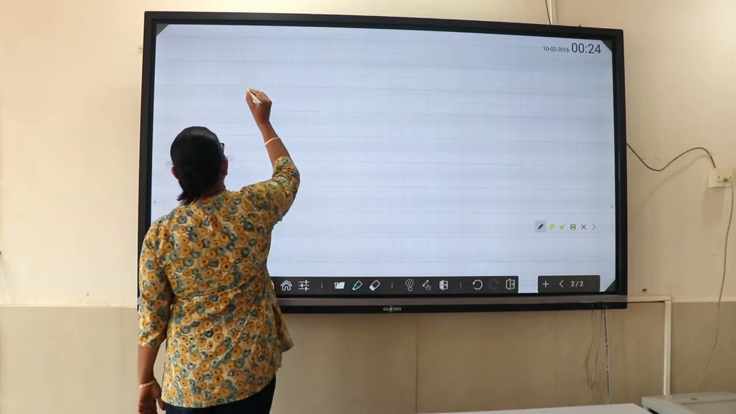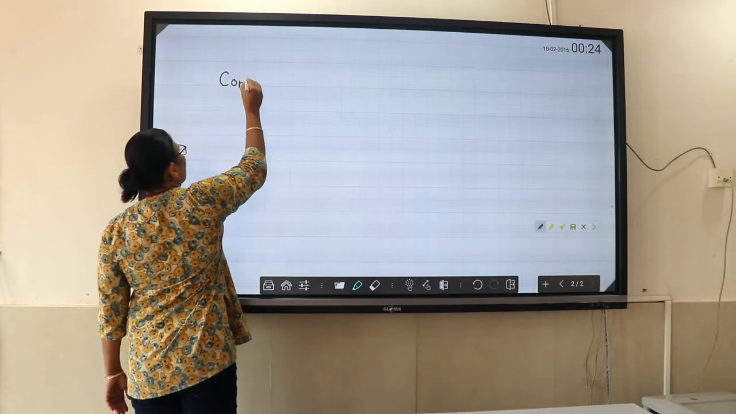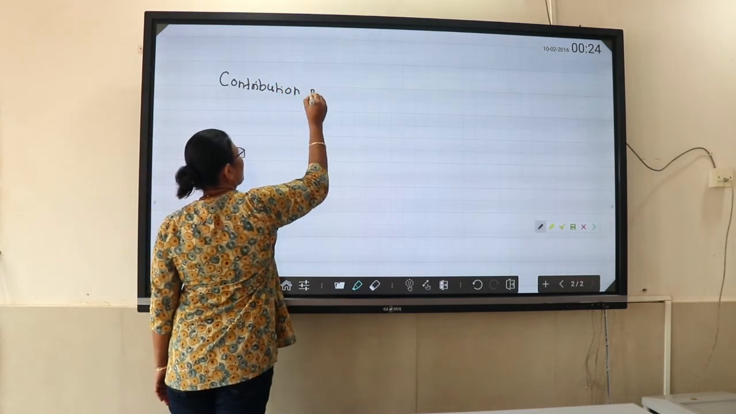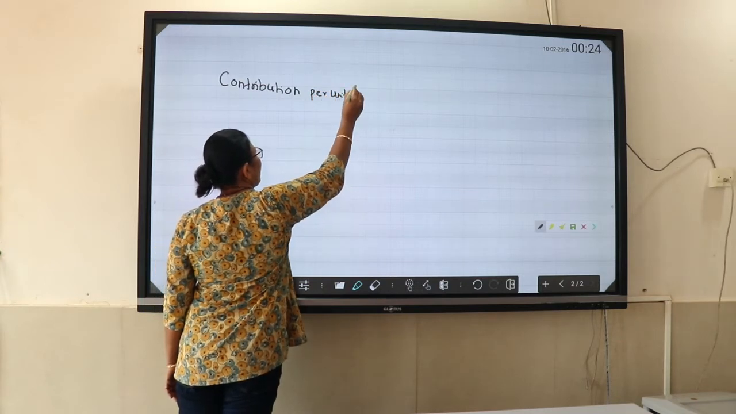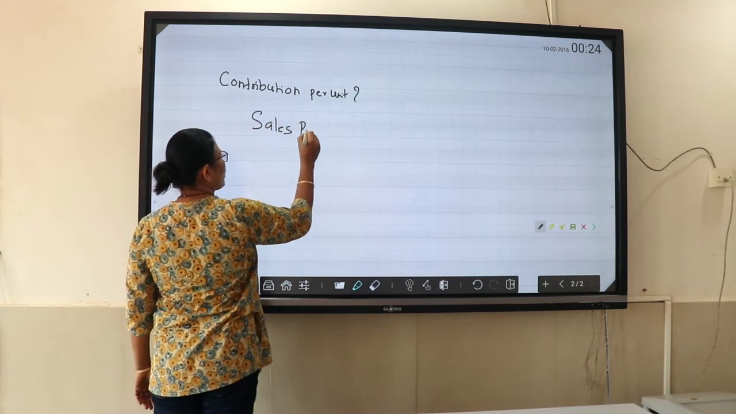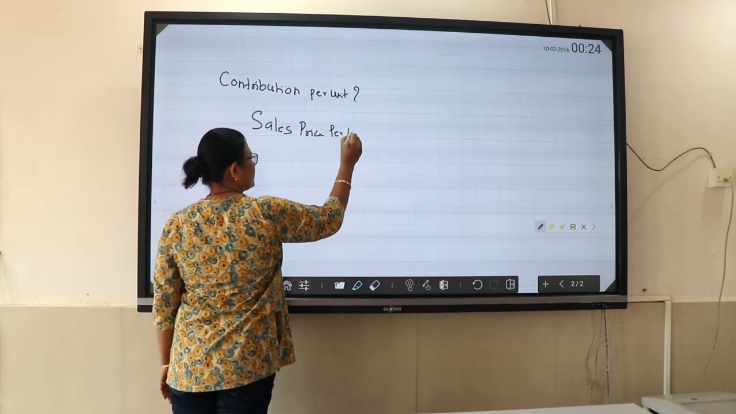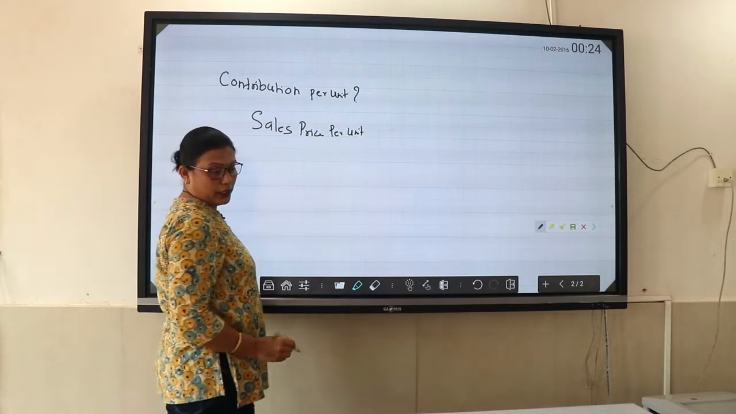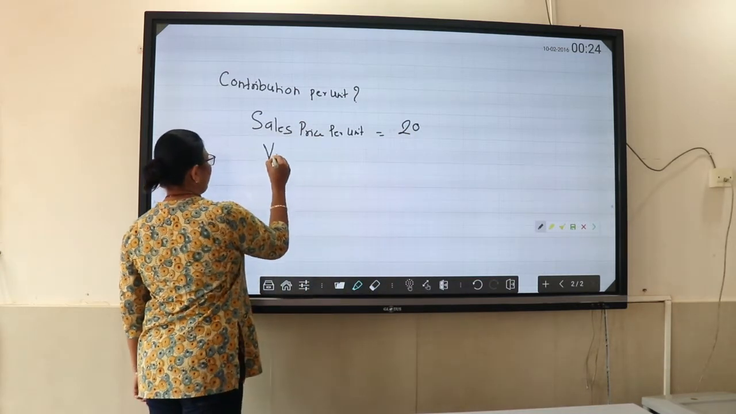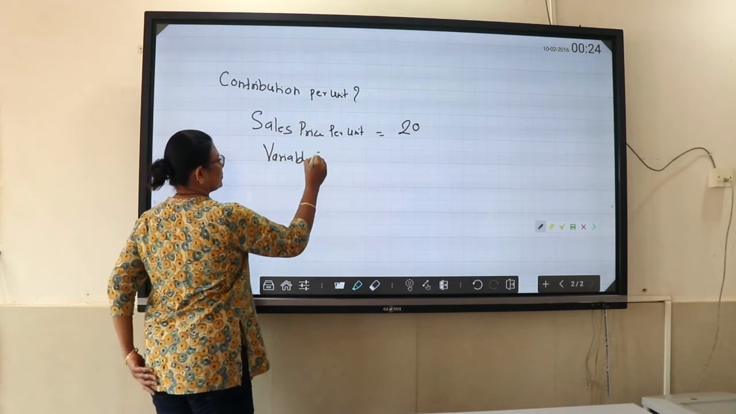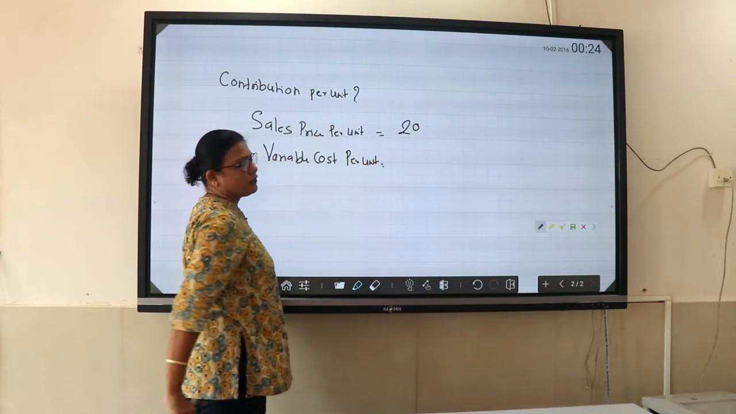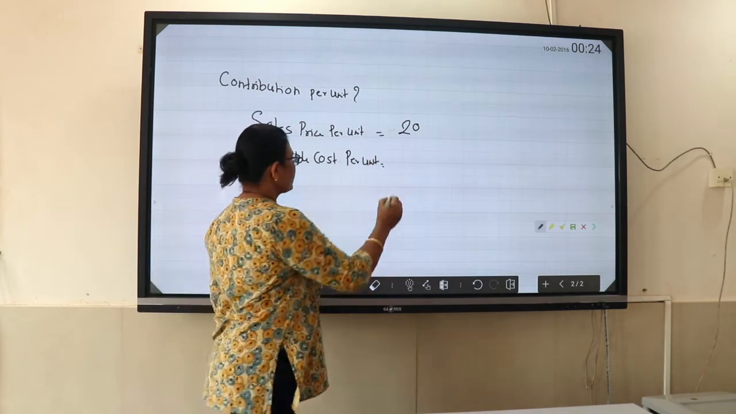Now in that illustration, what has been given? We have been asked to determine the contribution, correct, first for per unit. So contribution per unit. This is what one question has been asked, correct. So what has been given? We have been given sales price per unit, right? How much is sales price per unit? Sales price per unit is 20. That is what they have given us. Then we have been given variable cost, that is also per unit. So how much is the variable cost per unit which has been given by them? It has been given as 15.